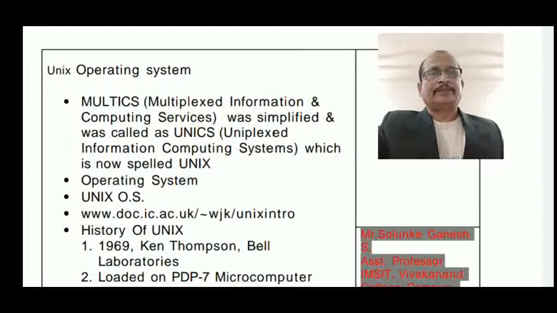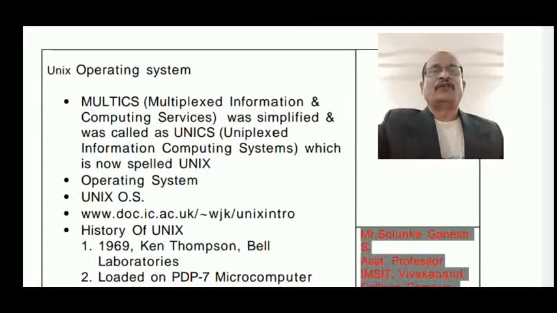Class BCS third semester, subject Unix operating system, paper number CS 302T, unit number 1. First of all, we are going to see unit number 1. Here we are starting the Unix operating system. According to the syllabus, first of all, we want to overview the Unix operating system.